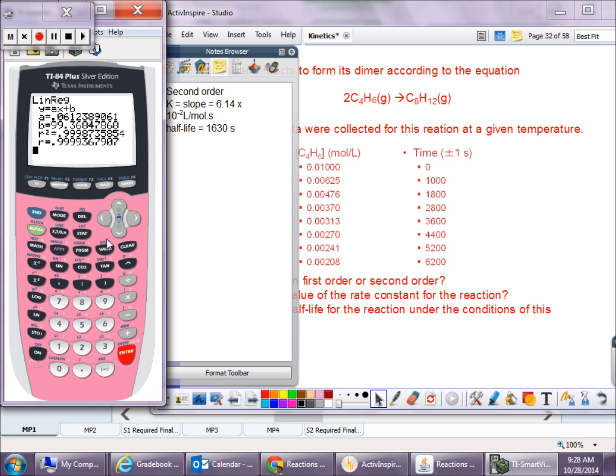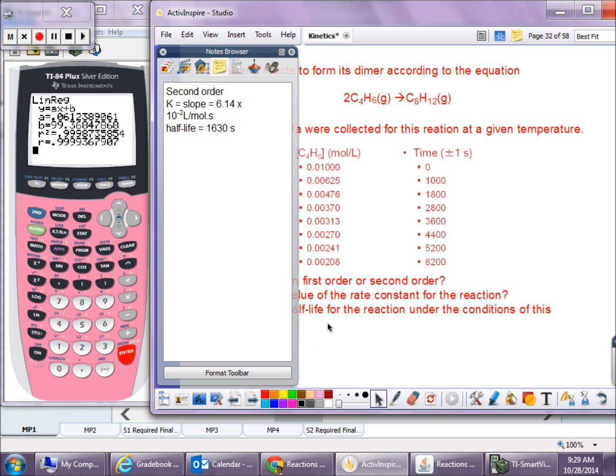Now that we know it is second order, the next question is to calculate the rate constant. They asked for the rate constant. Remember yesterday we said the absolute value of the slope is your rate constant.